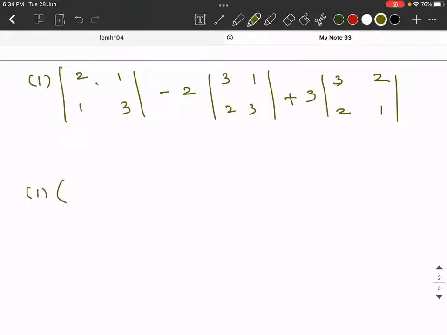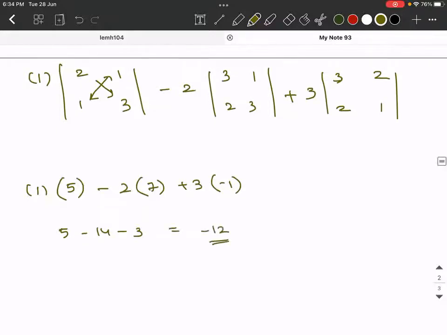So 1 into, what can I write it as? Now you know how to multiply. So 6 minus 1, which is 5, minus 2 into 9 minus 2, which is 7, plus 3 into 3 minus 4, which gives you minus 1. So 5 minus 14 minus 3. How much is it? Minus 12. I told you, it is not necessary that the determinant will always be a positive value. It can be negative. So it is minus 12. That is the answer for this.